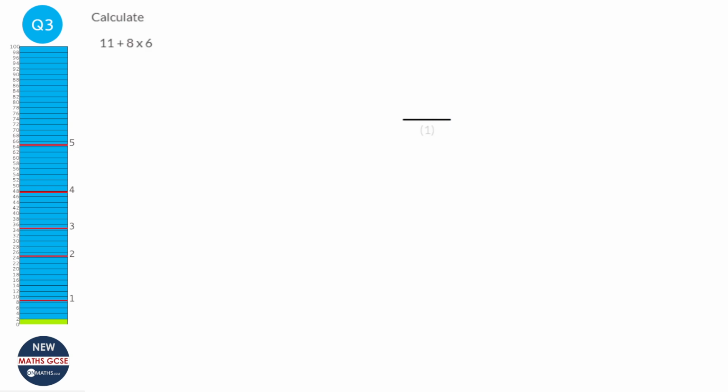To answer this question, we're going to have to remember what BIDMAS or BODMAS is. And it stands for brackets, indices, division, multiplication, addition, subtraction. Okay, if you do BIDMAS, obviously BODMAS is slightly different. And here we've got no brackets, we've got no indices, so those don't really apply. We don't have a division, but we do have a multiplication, so we must do that first.